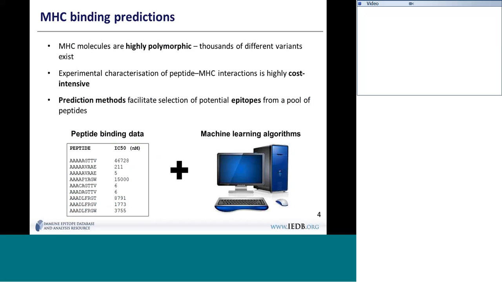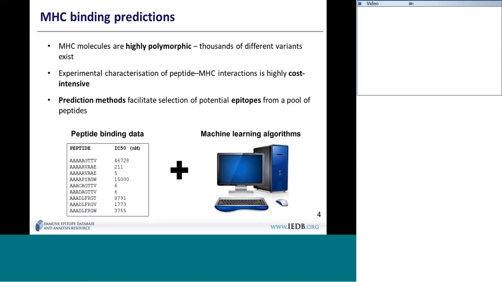MHC molecules also are very highly polymorphic, so there are lots of different variants of these molecules that exist, all different proteins. And so that makes experimental characterization of peptide and MHC interactions a highly cost-intensive procedure. So that's where we actually need prediction methods.